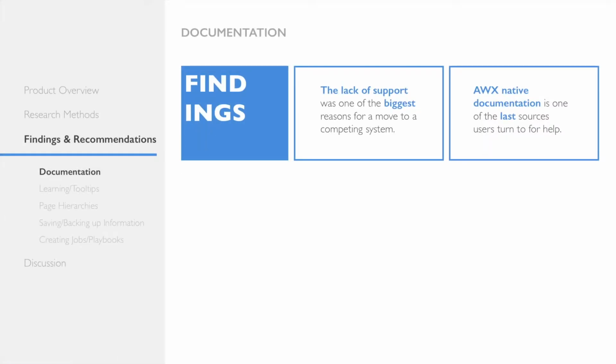One of the single most consistent issues we heard throughout our tests was the lack of support documentation present in and for AWX. Our interviewees told us that lack of support was one of the biggest reasons for a move to a competing system, while surveys showed that native AWX documentation is one of the last sources users turn to for help. In our own assessments, we found high levels of page redundancy and hierarchies which simply made navigation difficult.